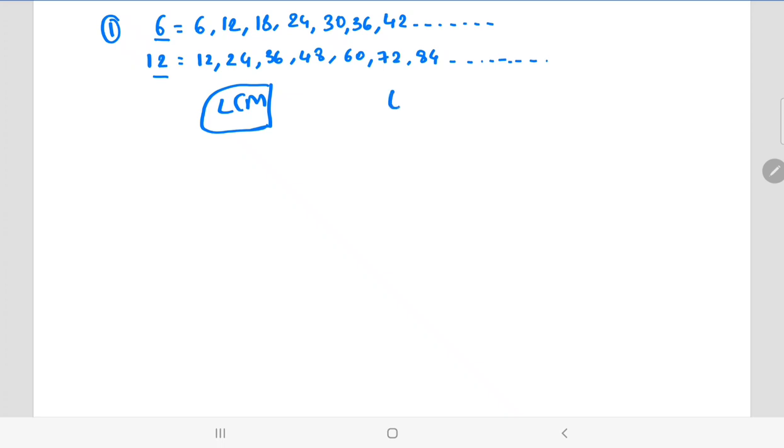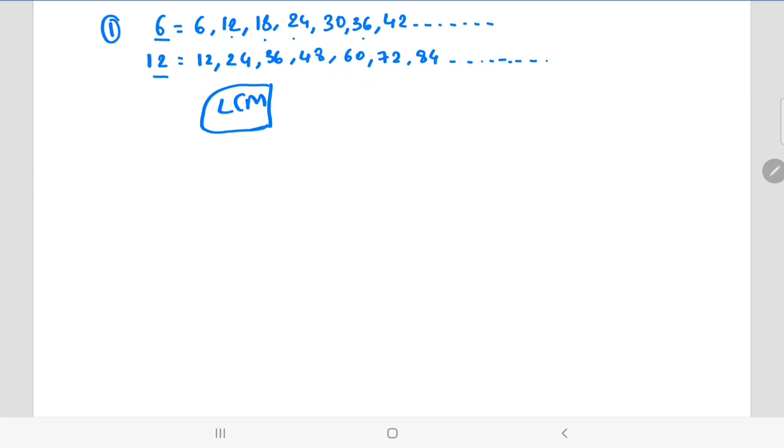What is meant by multiples? If you just multiply 6 into 1, 6 into 2, 6 into 3 and so on, you will get the multiples. So I have written here, 6 into 1, 6, 12, 18, 24, 30, 36, 42. These are the multiples of 6. And I have also written multiples for 12.